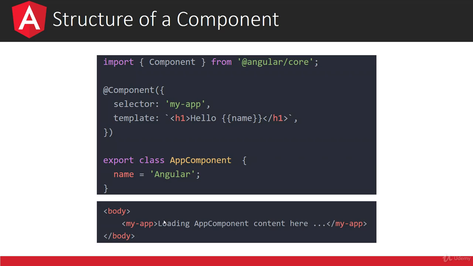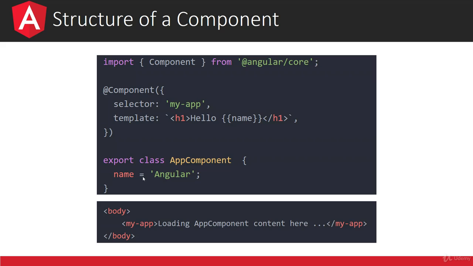So what is it going to display here? It's going to display the template, okay, which is part of the decorator. And this particular template is just an H1, and it says hello, and then we have these two curly braces here with name in the middle. So this name is actually this name property.